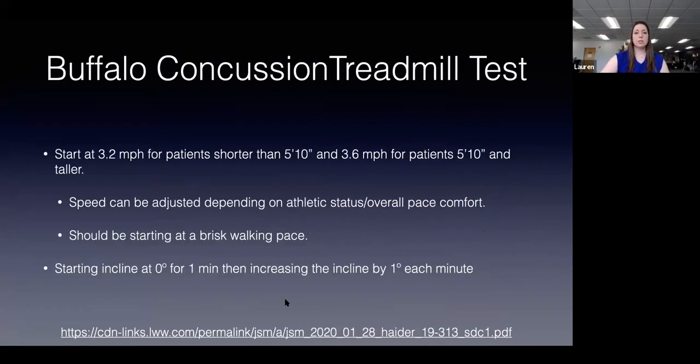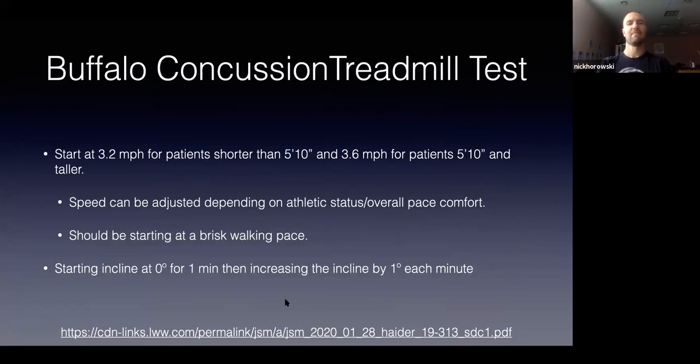All right. Buffalo concussion treadmill test. So we have a treadmill in Allentown. Does UMac have a treadmill? Okay. And Bangor has a treadmill, or at least they did. Nope. Not anymore? All right. So for Allentown and UMac, this one will be helpful.